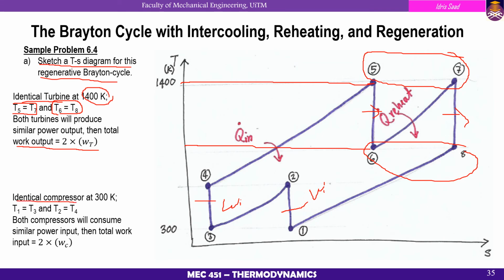Similarly for the identical compressors at 300 Kelvin, T1 is equal to T3, as well as T4 is equal to T2. So this is 300 Kelvin. Both compressors will consume similar power input, so the total work input is just 2 times the work of one compressor. This is how the system behaves for identical turbines and identical compressors. So it's easy. Although the question may have 10 compressors or 10 turbines, you basically just multiply by one turbine only to calculate the power.